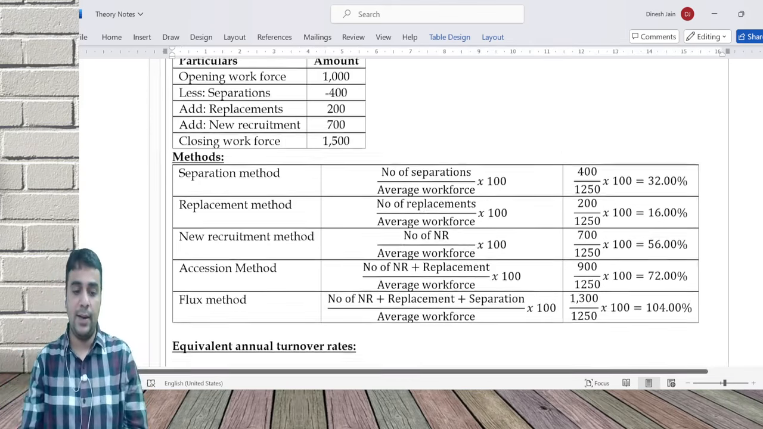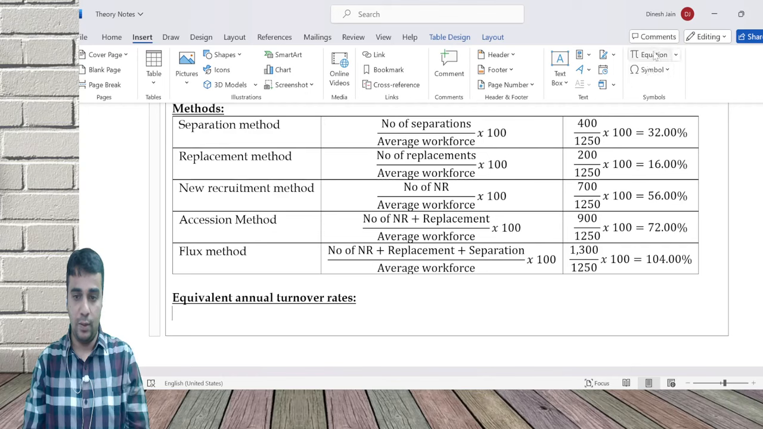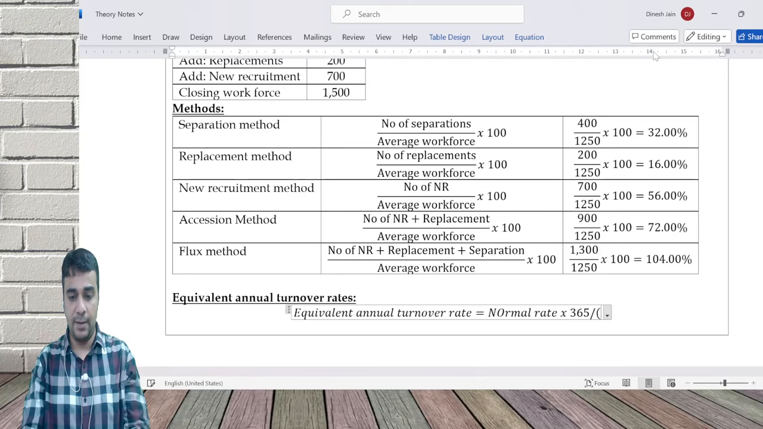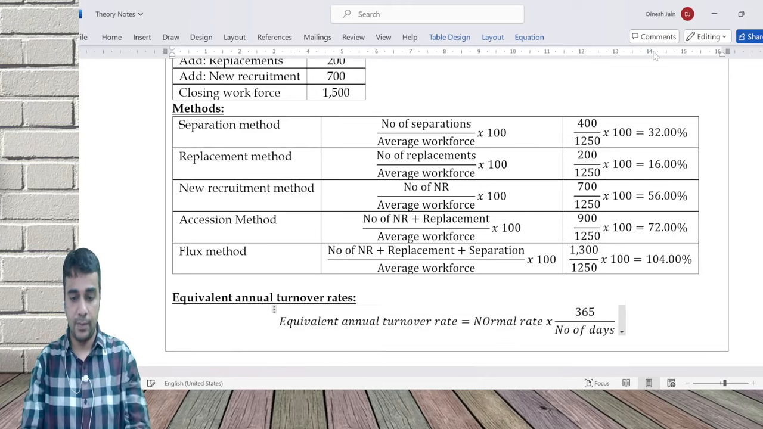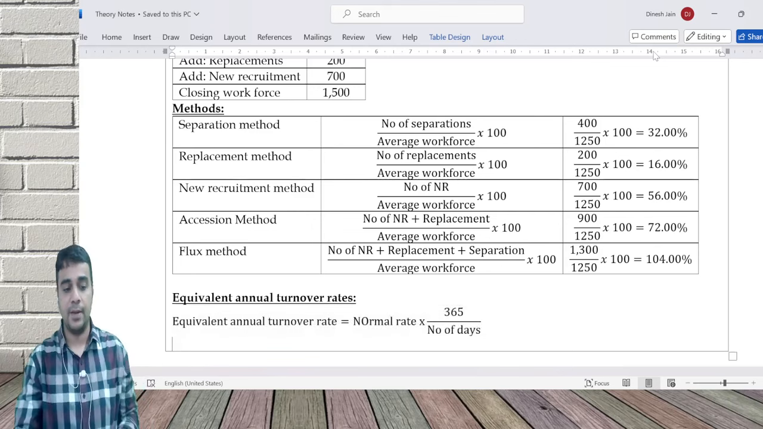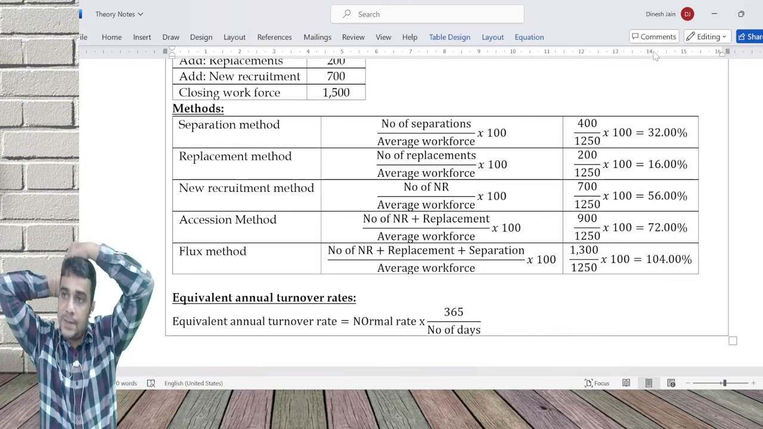Now, equivalent annual turnover rate is equal to the normal rate into 365 by number of days, or 12 by number of months.